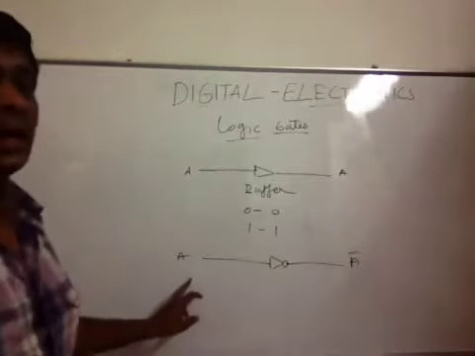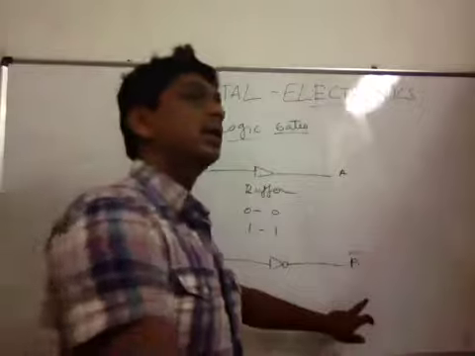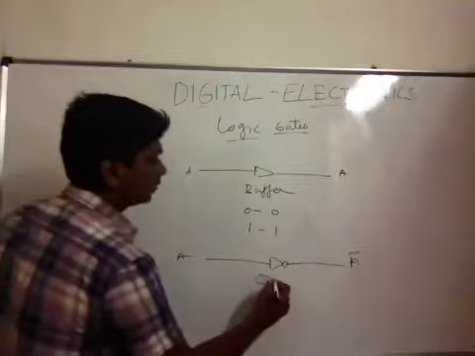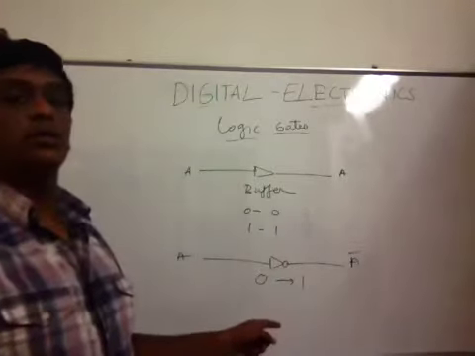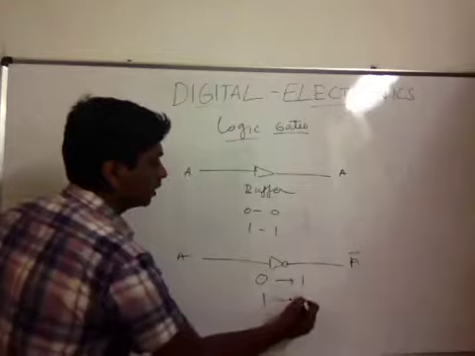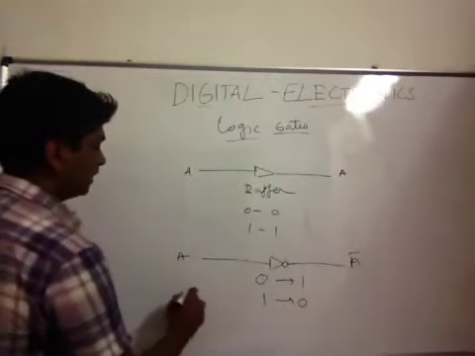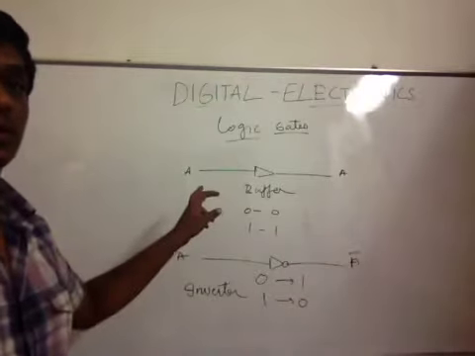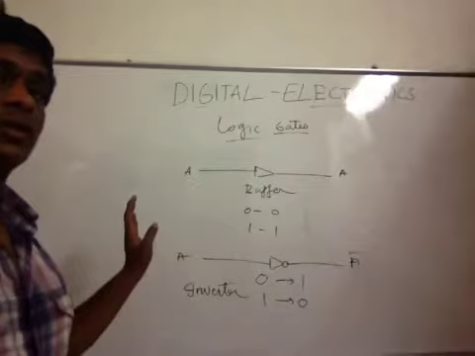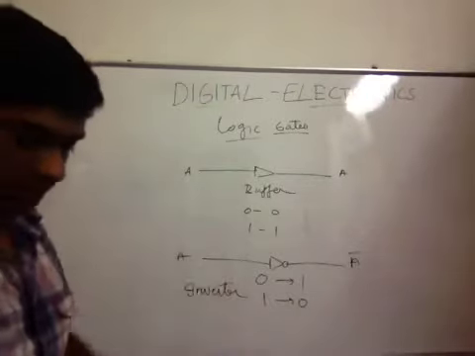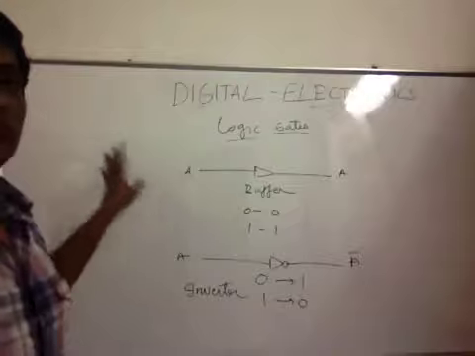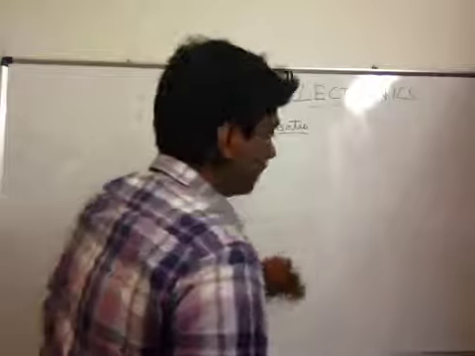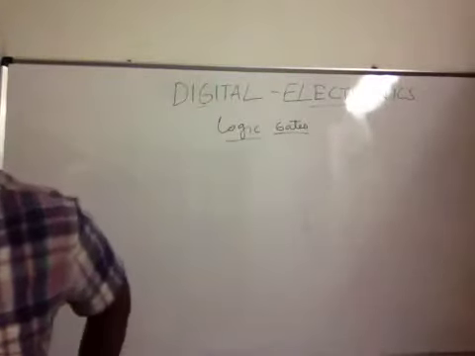If you are giving A as an input, you are going to get A complement as an output. That is, if you are giving 0 as input, you will get 1 as output. If you are giving 1 as input, you will get 0 as output. This gate is the inverter. That is a buffer. Buffer gives you the same value, inverter gives you the opposite value. Right? These are the two basic gates. The next gates are not important for your exams also.